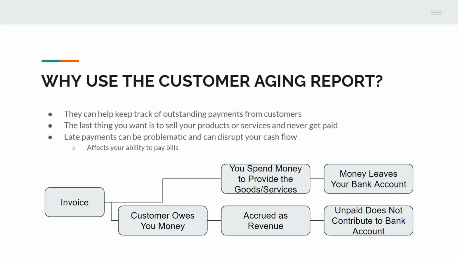And we're charging our customers to provide those goods or services. We're paying for that. Money's leaving our bank accounts. And if we're not collecting the money from the customers, those unpaid invoices aren't contributing to our bank account, even though they're in our revenue. So this customer aging report is going to show us those instances of the bills that we've created but haven't received payment for. So if we're having difficulty with our cash flow in our program, this report is going to be a very valuable tool in identifying some of our solutions that could be out there for us.